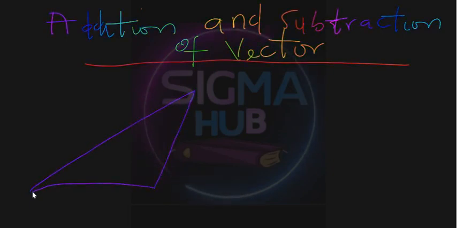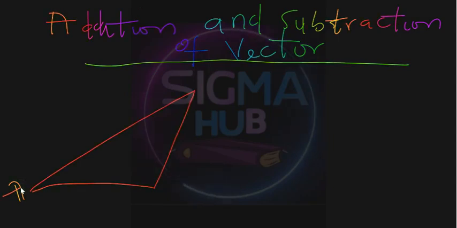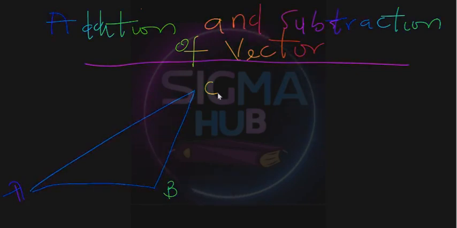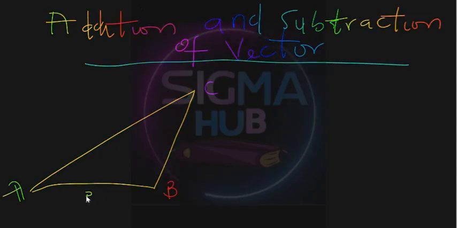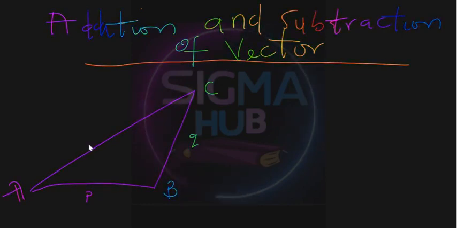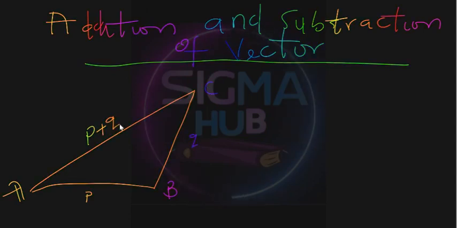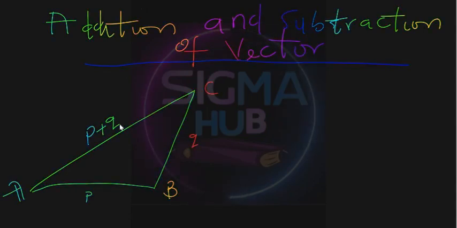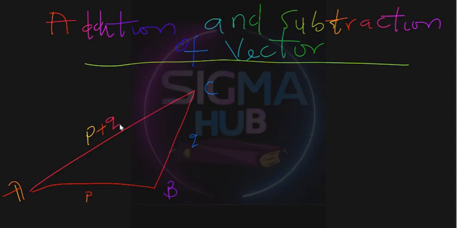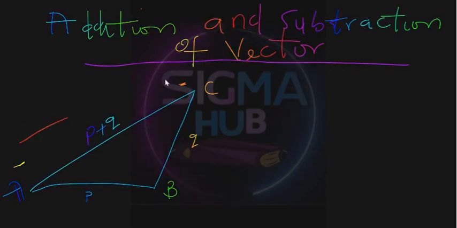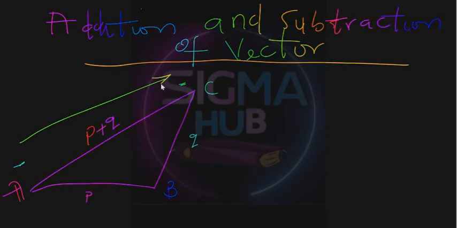We have the point here to be A, the point here to be B, and the point here to be C. And let's say AB is small letter P, while BC is small letter Q. This is going to be P plus Q. Now there's a reason why AC is P plus Q. The journey from A to C can be accomplished in two ways.